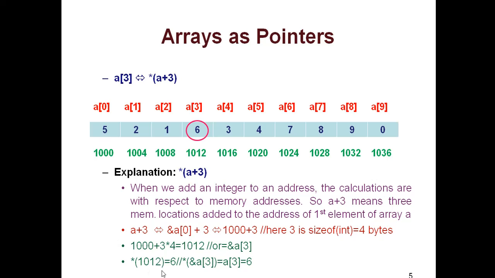So star of 1012 is nothing but star of address of a of 3. This star and address of are complementary operations, they get cancelled out, and what you remain with is nothing but a of 3, and a of 3 is nothing but 6. So this expression a of 3 can be replaced with star of a plus 3 using the pointer notation.